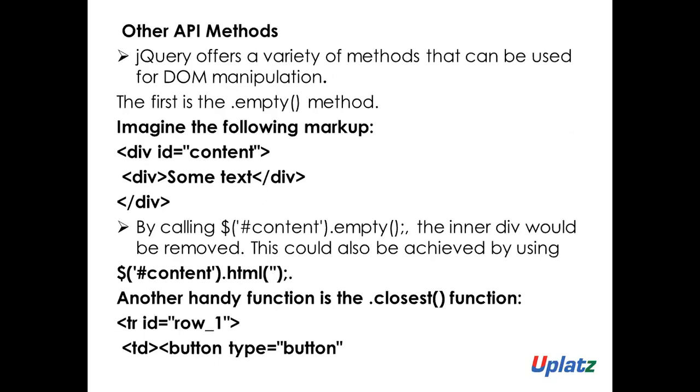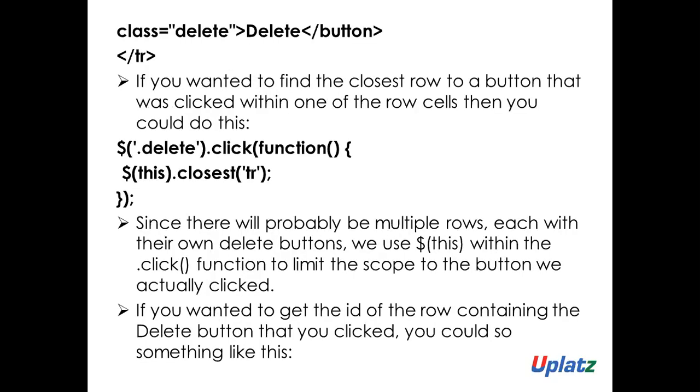Another handy function is the closest function. Take a table row, tr id row1, with a button of type button and a class called delete. If you want to find the closest row to the button that was clicked, within one of the cells, you can do that with the help of the delete button. On click of delete, since there will probably be multiple rows, each with their own delete button, you can use this within that scope to find what was actually clicked.